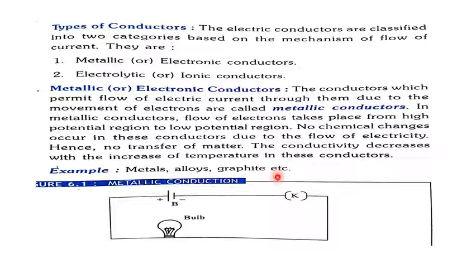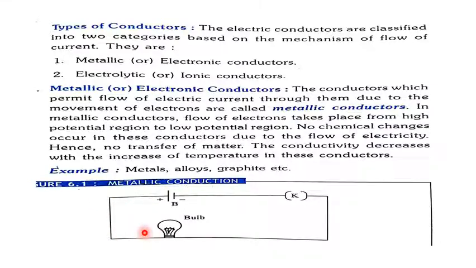Generally, we have an electric circuit. In the electric circuit, here the battery is there. This battery is connected with the wire through the bulb. Plus charge is connected to the minus charge. Here plus is the high potential region, minus is the low potential region. When the bulb is on, the conductors permit flow of electric current through them due to the movement of electrons. This wire is the metallic conductor.